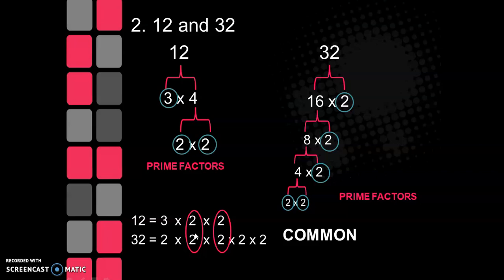Therefore, our GCF for 12 and 32: since we have two common 2s, we multiply them. 2 times 2 equals 4. Therefore, our GCF is 4. I hope you understand. Let's proceed. For the rest of the givens, numbers 3 to 5, you will answer them using prime factorization.